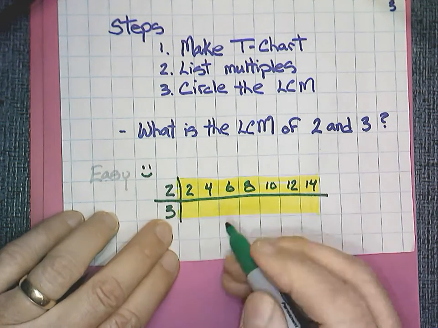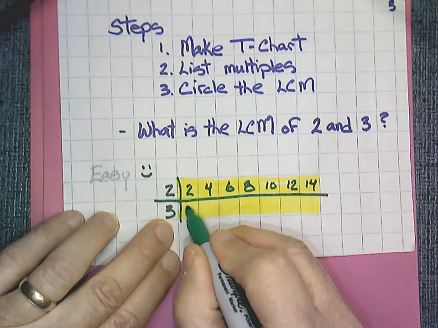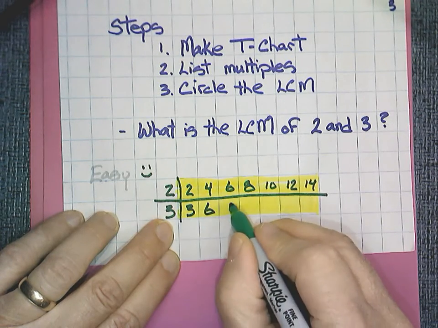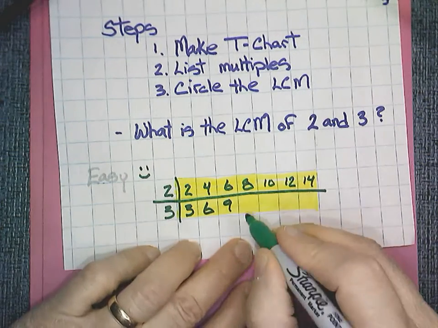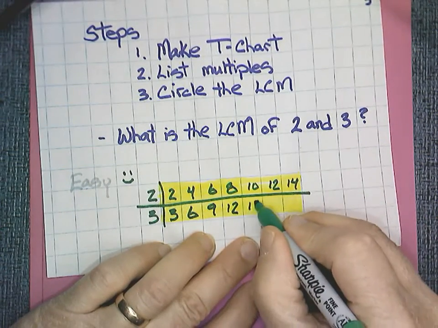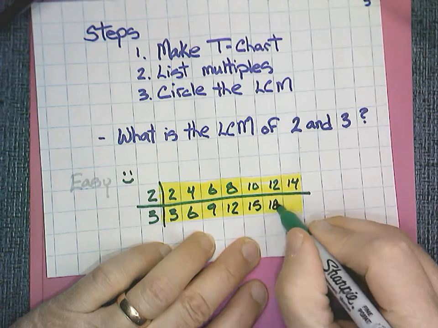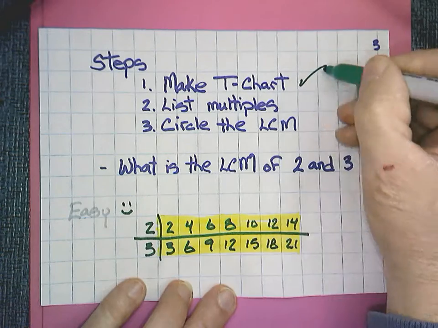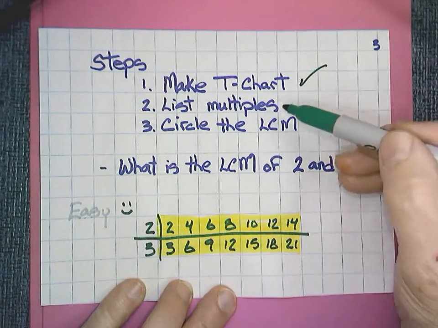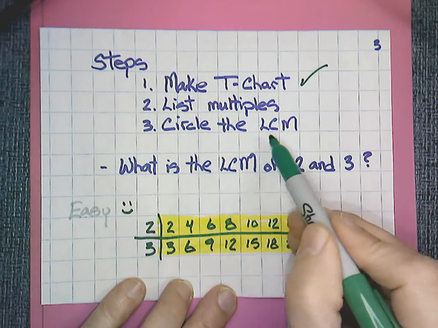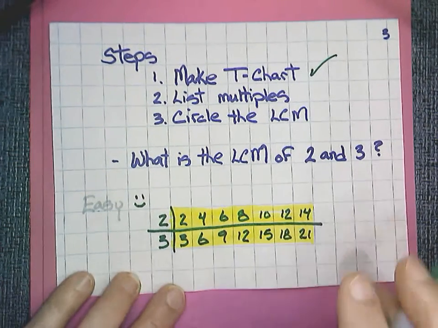Let's do multiples of 3. Well, if I did 3 times 1, that would be 3. 3 times 2 would be 6, and so forth. And I just know that if I count by threes, it would look like this. And 21. So we made our t-chart, right? That was this. We listed our multiples. They're in yellow.